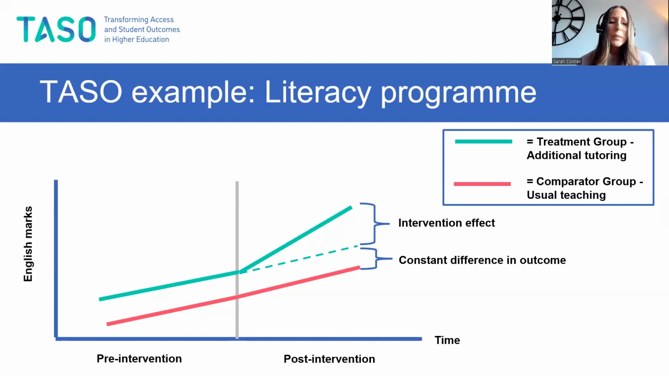You can do this because you've got that pre-intervention data, so we can look at what their attainment was in both groups before the intervention took place. And then we can compare groups: our treatment group who actually received the additional tutoring compared to our comparator group who just received the usual teaching. So you really need that good pre-intervention data to be able to do this and track the trends prior to your intervention coming in.